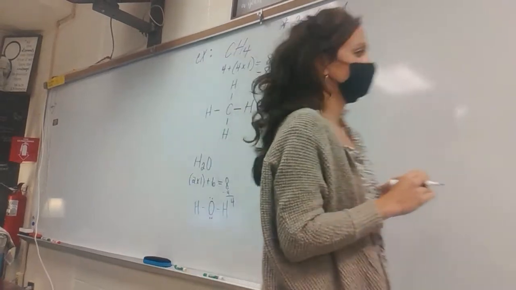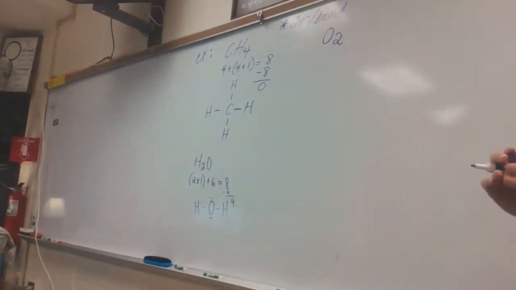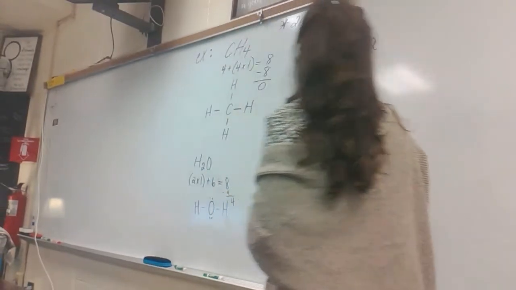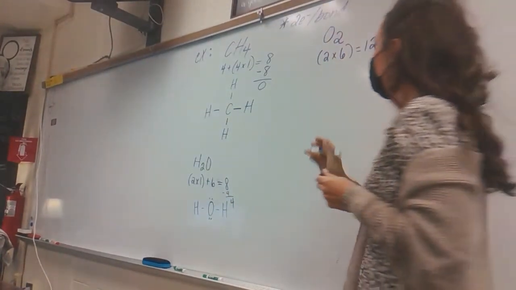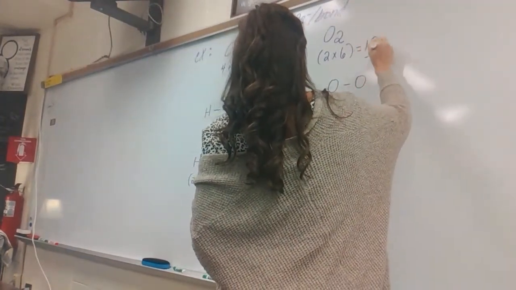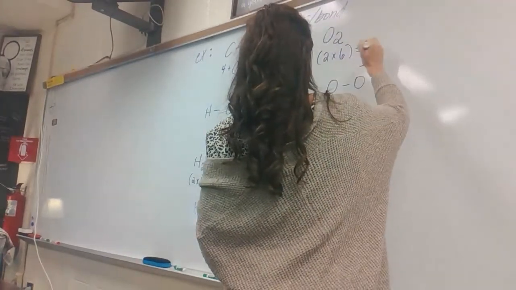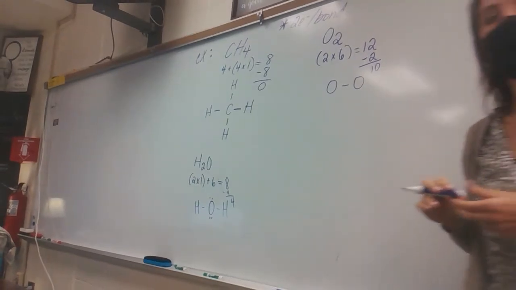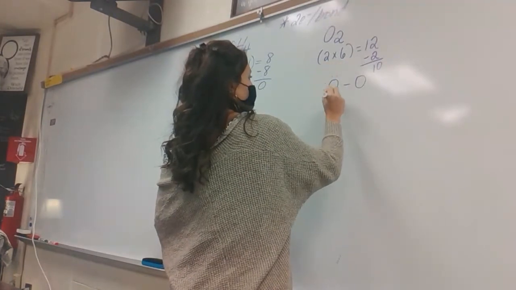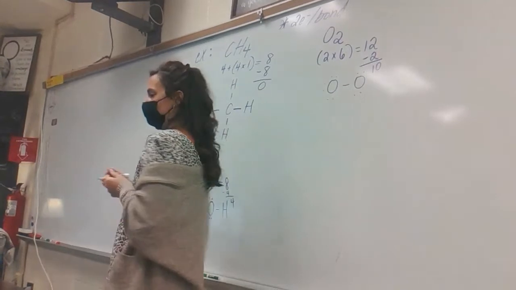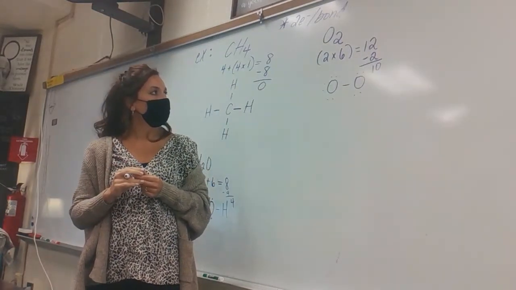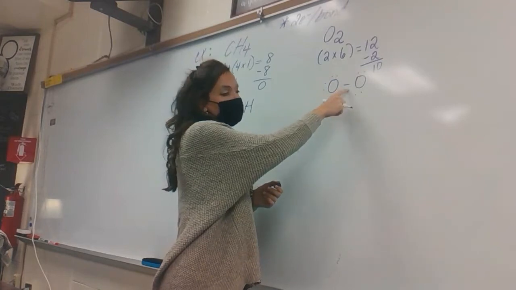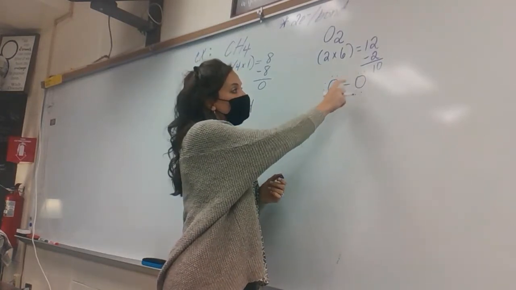Diatomic oxygen. We have 12. No central atom, just O bonded to O. Gives me 10. I fill those in as lone pairs. 2, 4, 6, 8, 10. Then I check and see if all my octets are full. This oxygen has a full octet, 2, 4, 6, 8. But this oxygen does not. It only has 2, 4, 6.